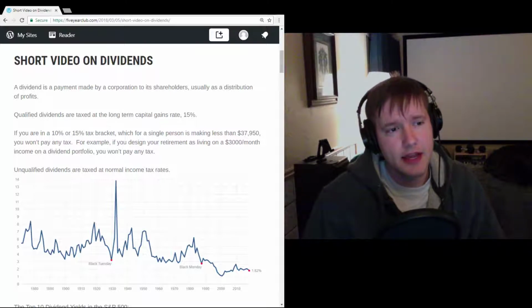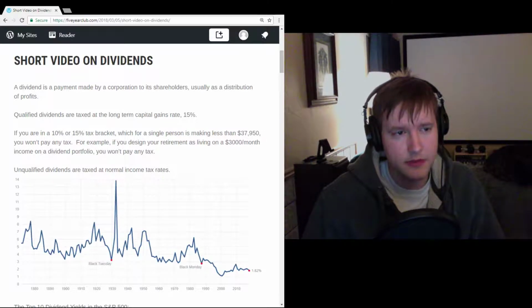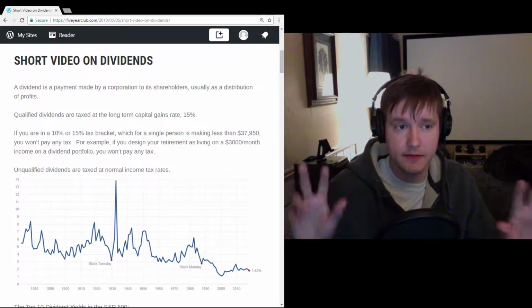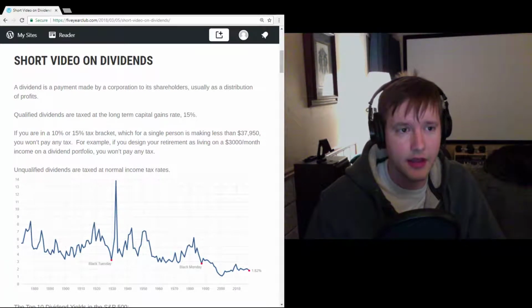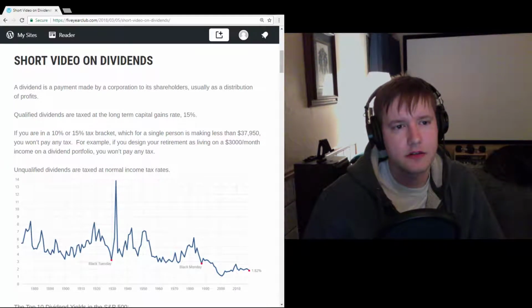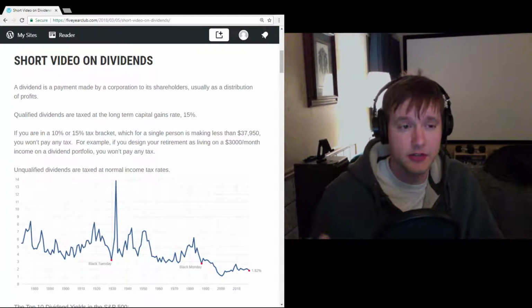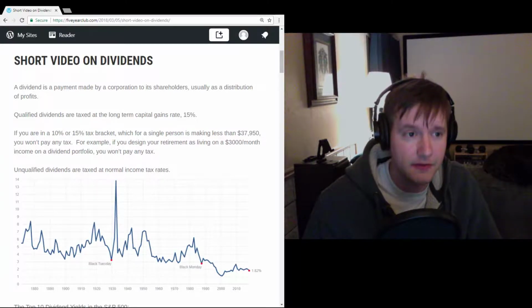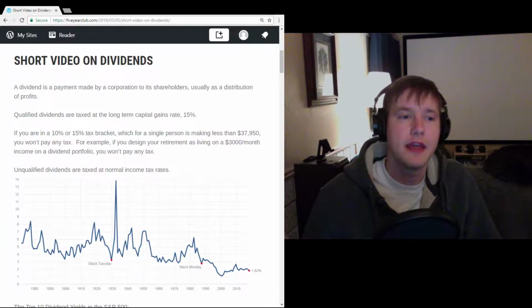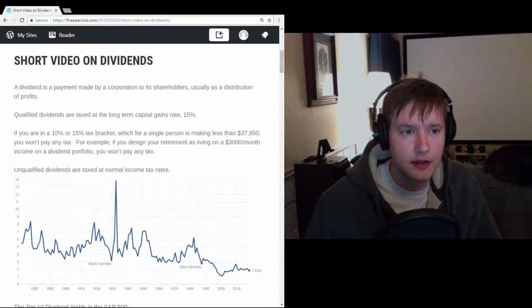Let's talk a little bit about taxes on dividends. Qualified dividends, and qualified is a very specific term, which means that the company and the dividend match a bunch of rules by the IRS. Those are taxed at the long-term capital gains rate of like 15%. However, if you are in a 10% or 15% tax bracket, which for a single person is making less than $37,950 a year, you will not pay any taxes on dividends.